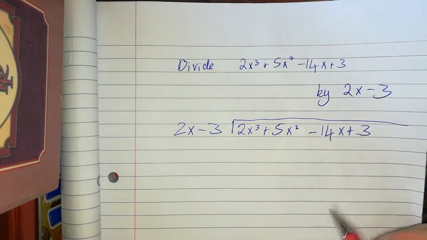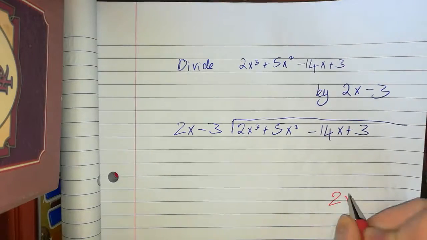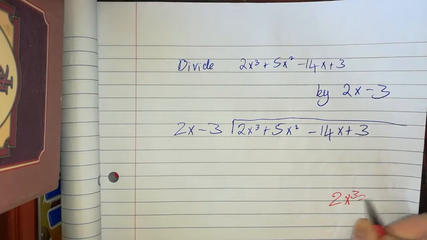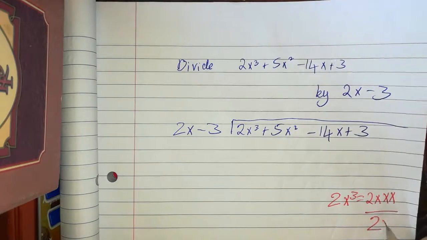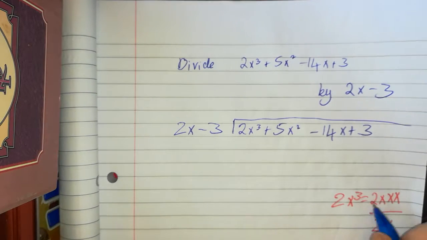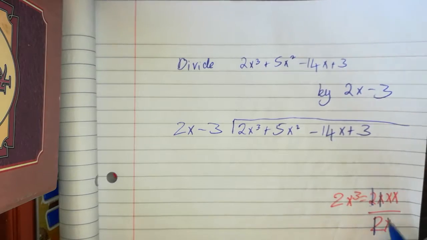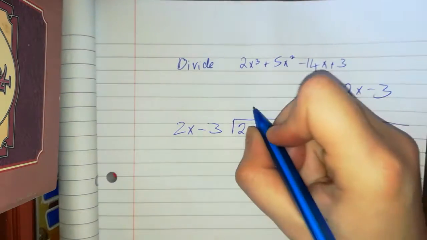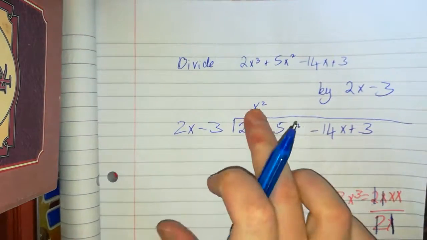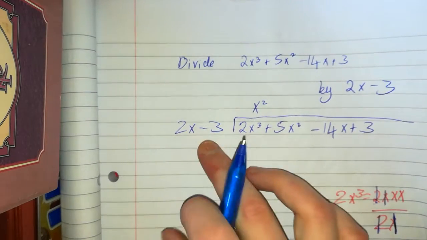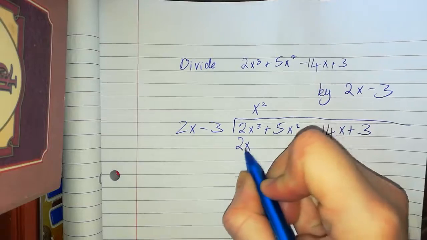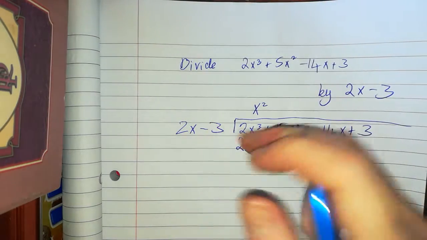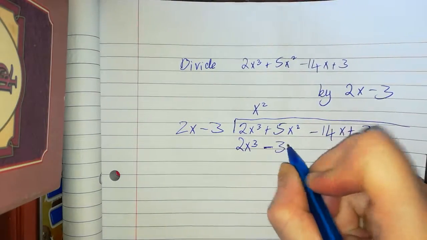So 2x cubed is 2x by x by x, and we're dividing that by 2x. So the 2's will cancel, and 1x on the top will cancel with 1x on the bottom, so it's just x squared. And then it's x squared by 2x and x squared by minus 3. So x squared by 2x is going to be 2x cubed. X squared by minus 3 is going to be minus 3x squared.